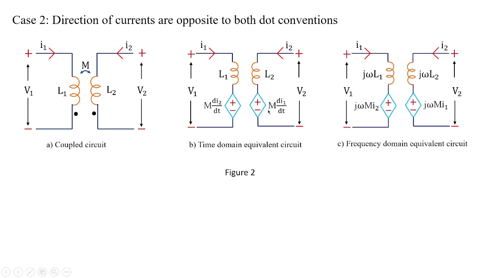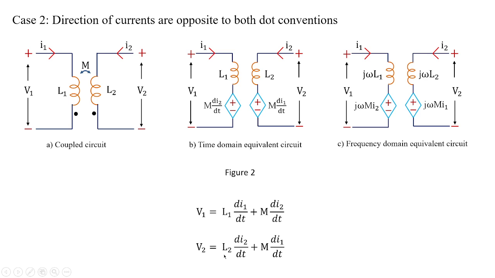The same thing follows for the frequency domain circuit, and the relation holds good. That is V1 in terms of L1 and M, and V2 in terms of L2 and M. That is because of the flow of current. The flow of current here is treated as a differential current, that is, di1 by dt with L1 gives one voltage, and di2 by dt multiplied with M gives another mutually developed voltage for coil 1, the same as the case with coil 2.